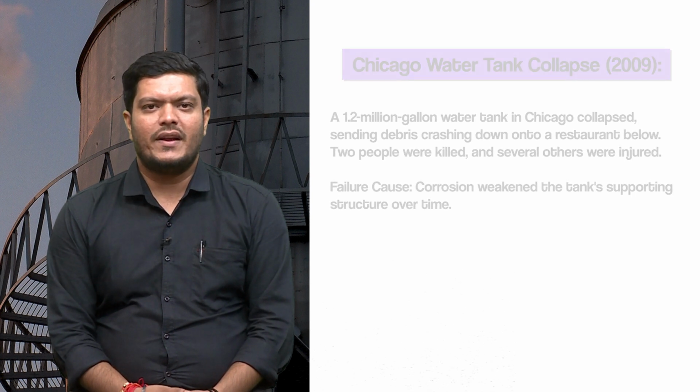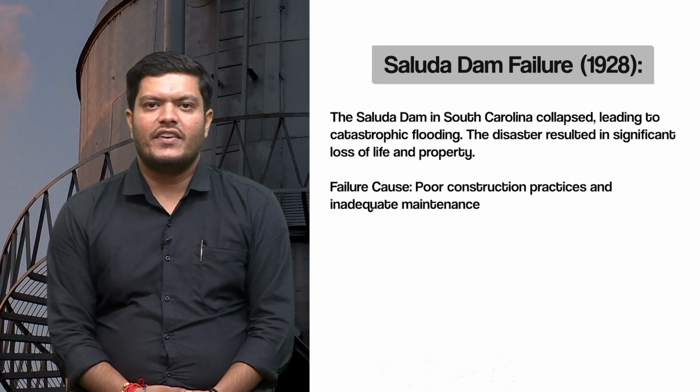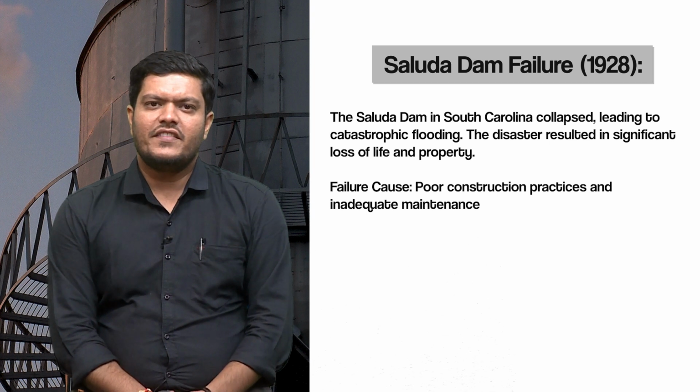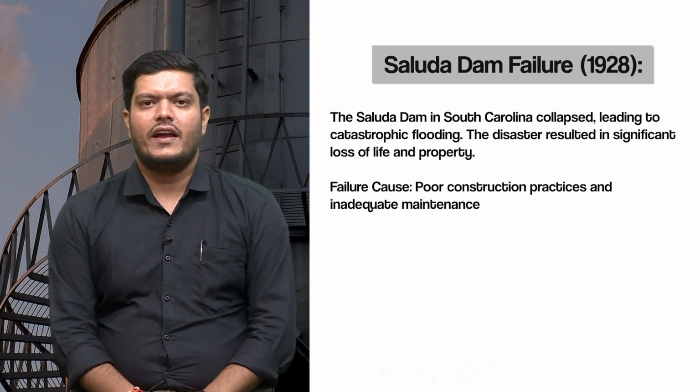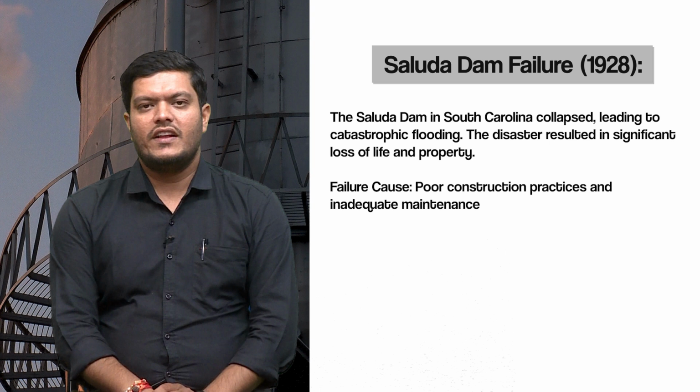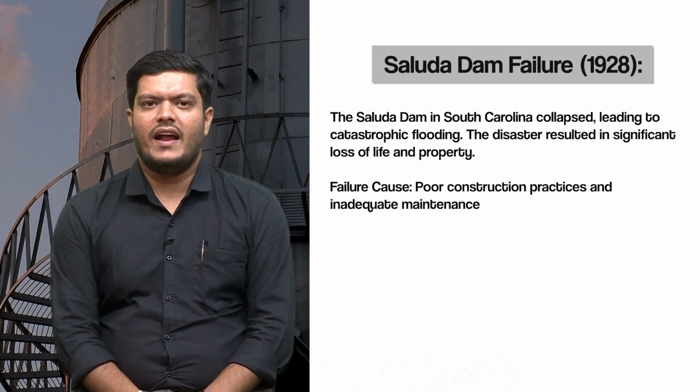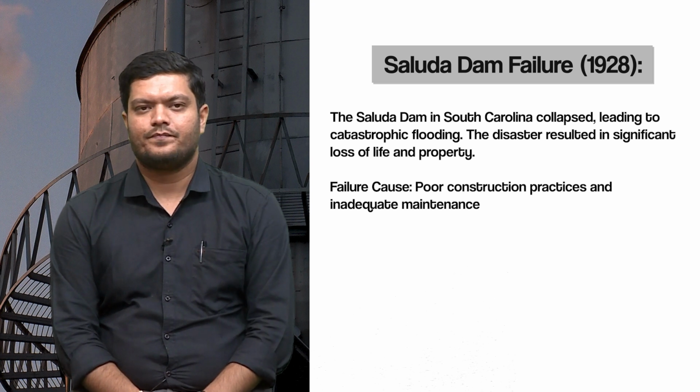Now the next example is Saluda Dam failure, which happened in 1928. The Saluda Dam in South Carolina collapsed, leading to catastrophic flooding. The disaster resulted in significant loss of life and property. Failure cause is poor construction practices and inadequate maintenance.